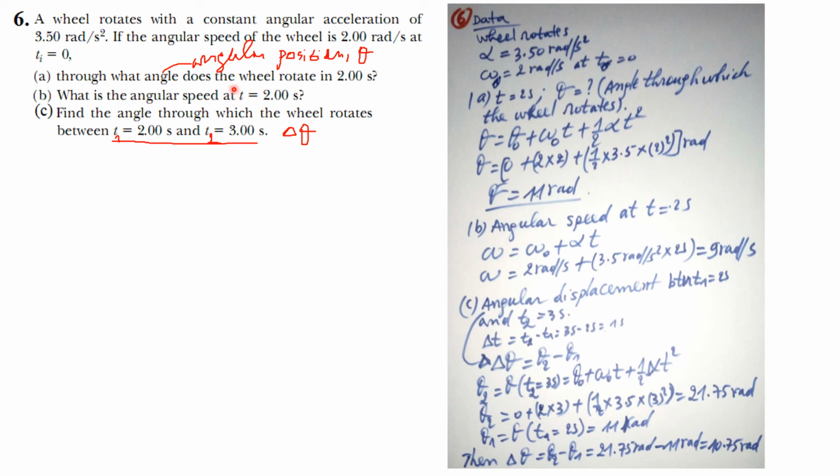And theta 1 equals theta when the time t equals 2 seconds. In sub-question A, we calculated theta when the time t equals 2 seconds, so theta 1 equals 11 radians. Then the angular displacement delta theta equals theta 2 minus theta 1, which is 21.75 radians minus 11 radians, equal to 10.75 radians, and we are done.